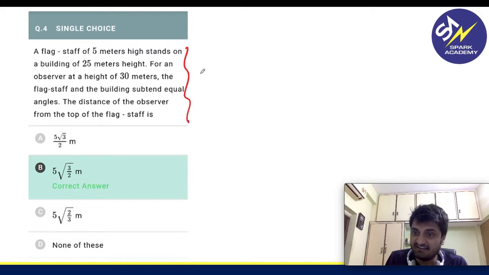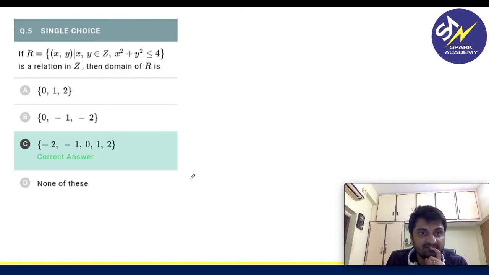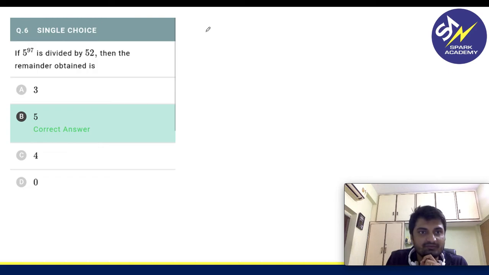This is heights and distances, so probably looks a little lengthy. So I will try to do it in round two. And they're asking us the domain again of a function, x square plus y square less than or equal to 4. So an inequation domain is what they're asking. So probably I will do it in round two. This is a simple remainder based question. So I will again do it in round one.